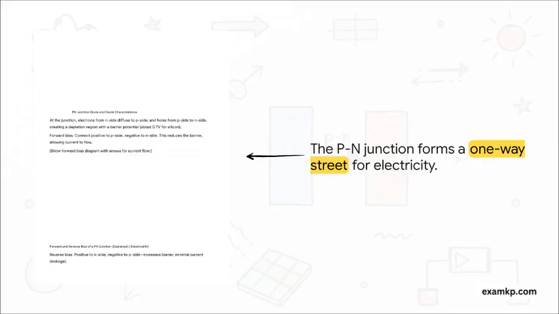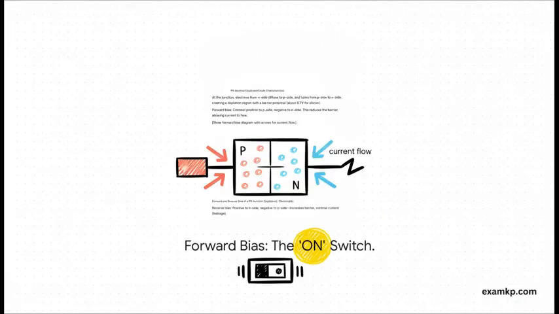So how do we get the traffic flowing on this one-way street? We connect the battery in a special way called forward bias. It's simple. We connect the positive terminal of the battery to the P side and the negative terminal to the N side. This connection actually pushes the holes and the electrons towards the junction, making that barrier, the depletion region, much thinner. Once the voltage is strong enough, current can flow easily. Just like that, the diode is switched on.